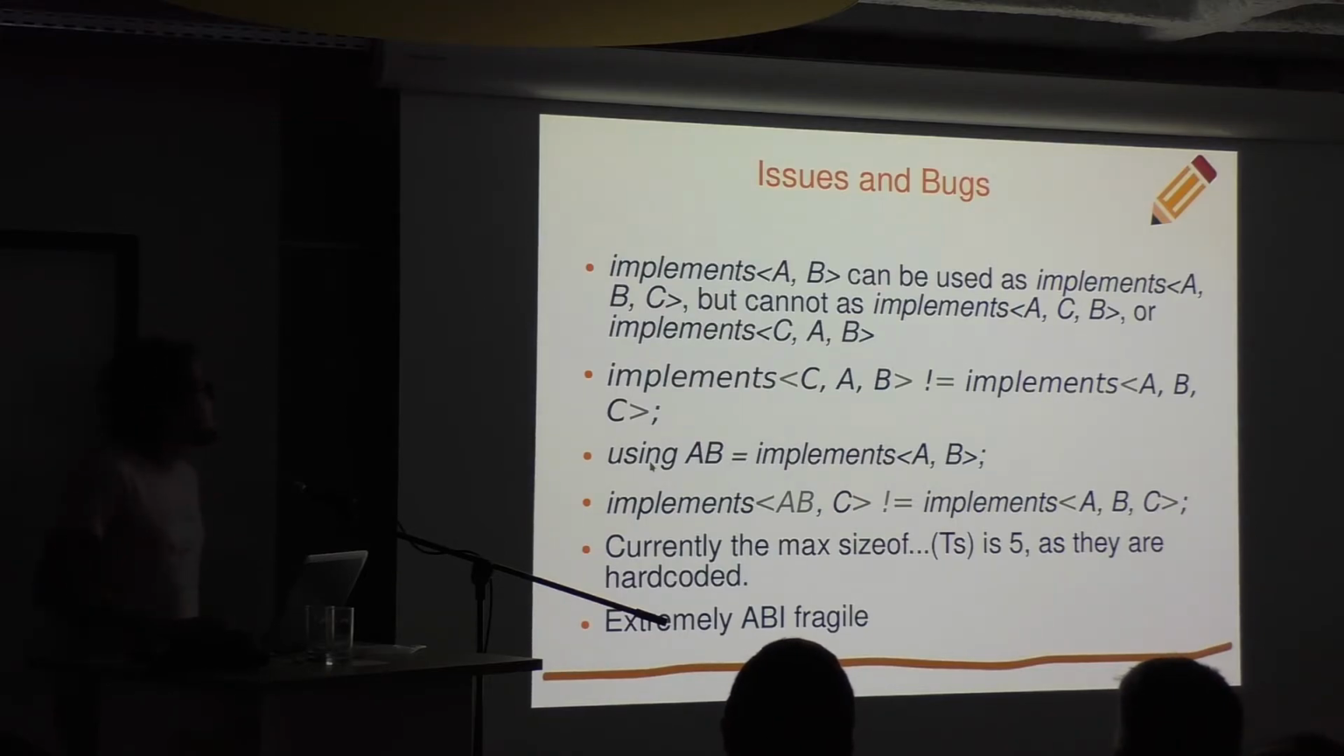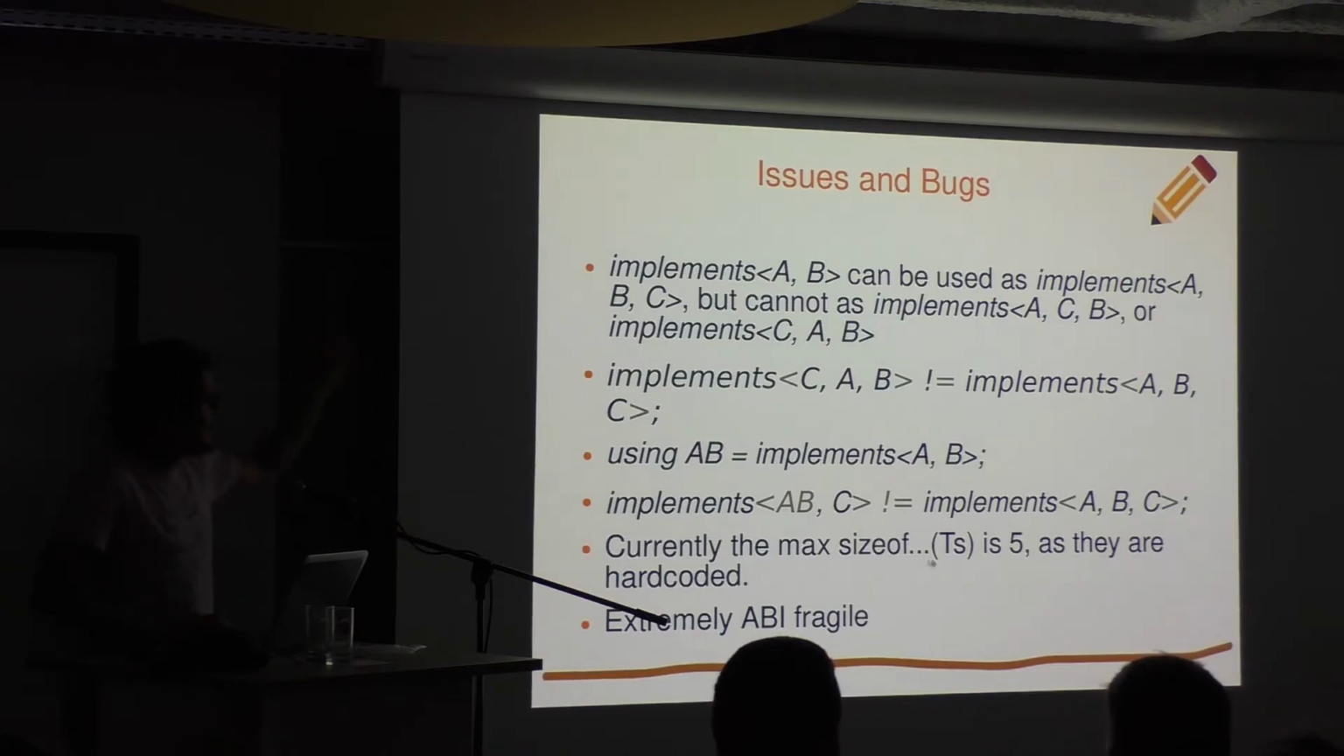Or this thing here should also work. If AB is a combination of interfaces A and B, then implements AB and then C should be equal to ABC. It's logical, I would expect, but it doesn't work for me. I don't know how to implement that. Maybe it's not even possible in C++. It's just sharing an idea.